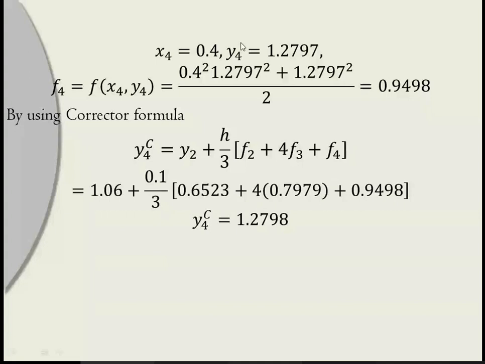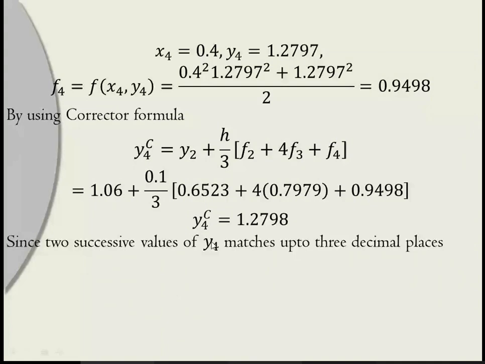Previously it was 1.2797. Now we got 1.2798. So these two are matching up to 3 digits. So this we take as the final answer. Since these two match up to 3 decimal places, the value of y4, that is y at 0.4, will be 1.2798. If the corrected and predicted value matches, then we stop.